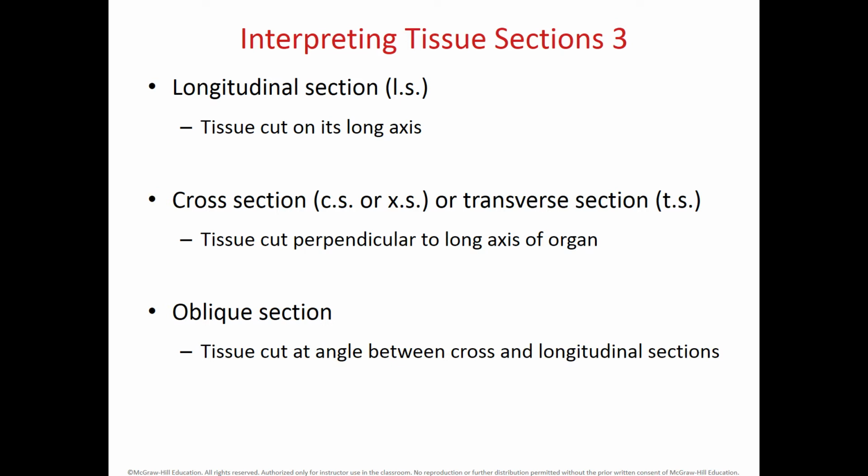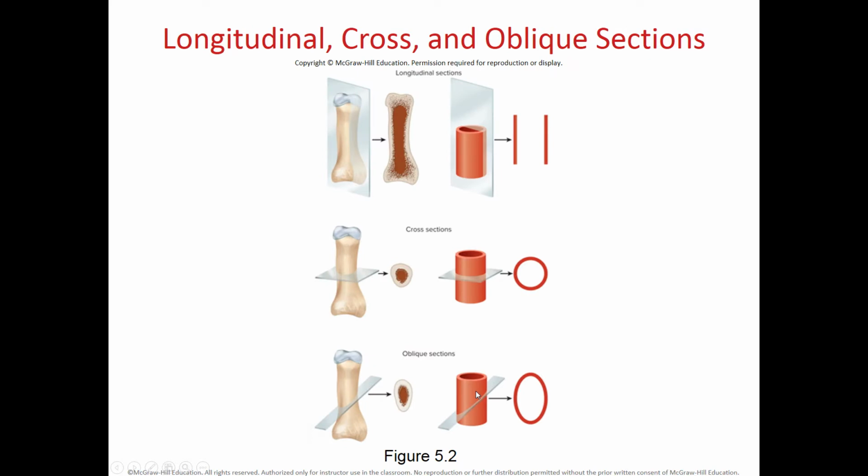So we have the longitudinal section, or LS, which is a tissue cut on its long axis. We have cross sections, or CS or XS, or transverse section, which is the same name. This will be a cut along the short axis, or perpendicular to the long axis of an organ. And then if you make a section at an angle, this will be an oblique section, at an angle between the cross and longitudinal sections. So this is how these different sections look.